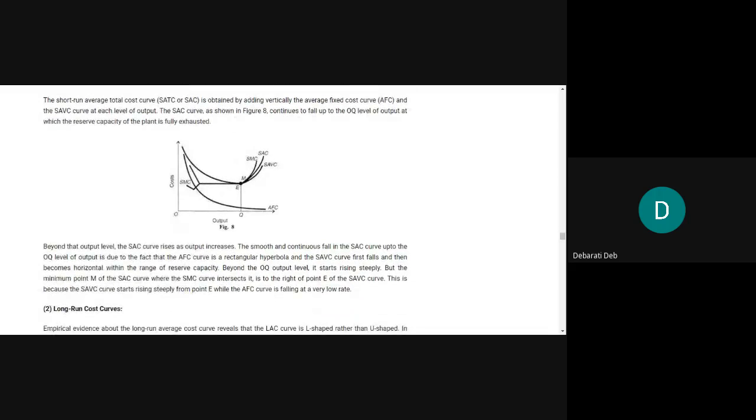Now today we'll do this curve. This is the short run average total cost curve, SATC, or simply the short run average cost curve, SAC. How is average cost obtained? Who knows the answer? Tell me.